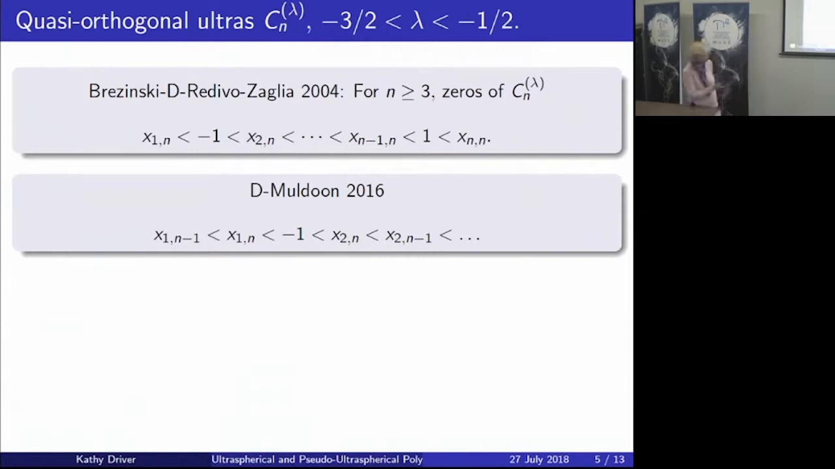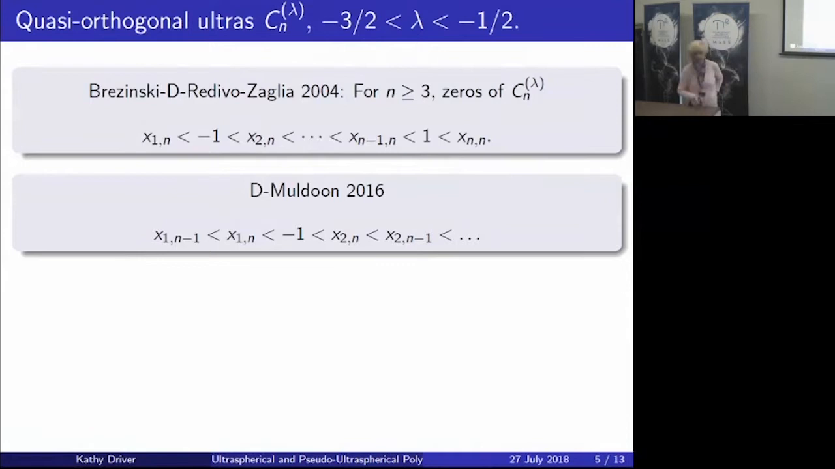And what you get is, look at what's going on here. Here are my zeros of C_n^lambda. I'm in this range where I have quasi-orthogonality of order 2. So I have this situation. But the smallest zero of the polynomial of degree n minus 1 is outside the interval formed by the zeros of C_n. So in order to have interlacing, and this was why I made that trivial observation before, look at what's going to happen if I add the point minus 1 to my polynomial of degree n minus 1 to restore interlacing.